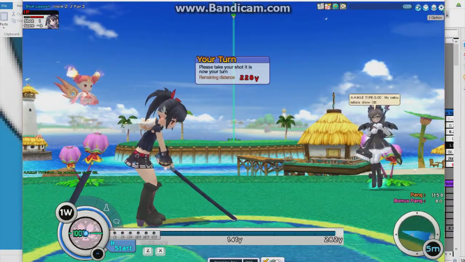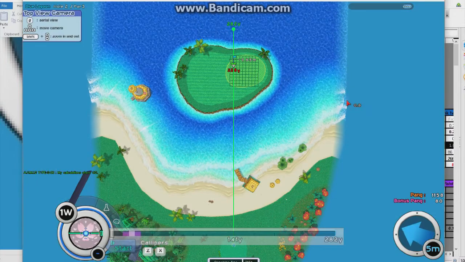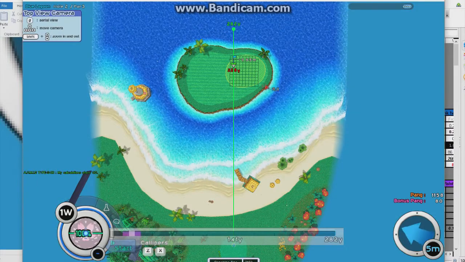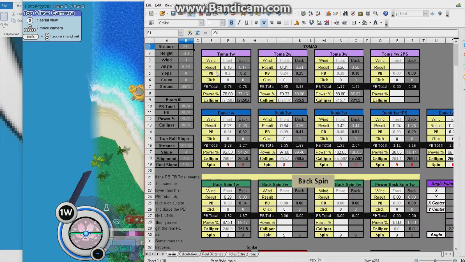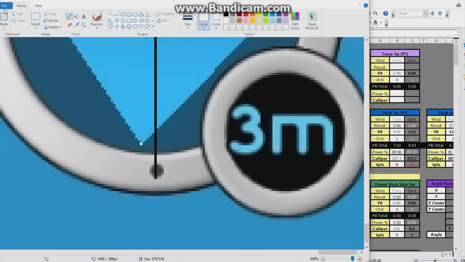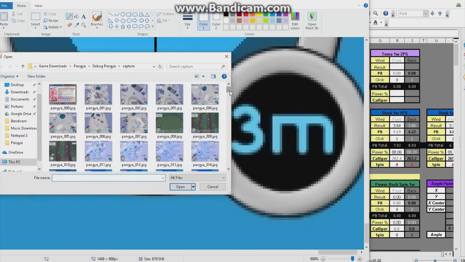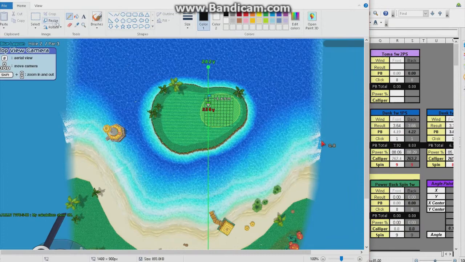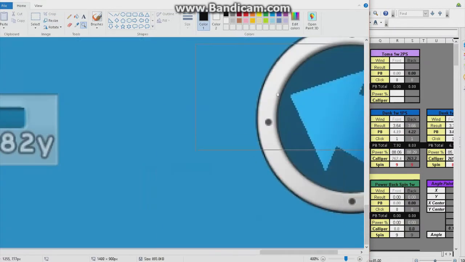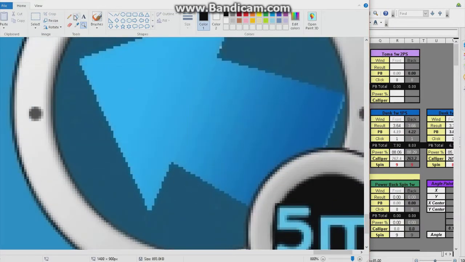Now that we have a different wind and the pin is different, I am going to take a new screenshot. 228 and 365. It's a 5-meter wind. I'm going to go back to our Paint. We're going to open up a new image, the last image. Don't save. And then we simply just zoom in all the way.